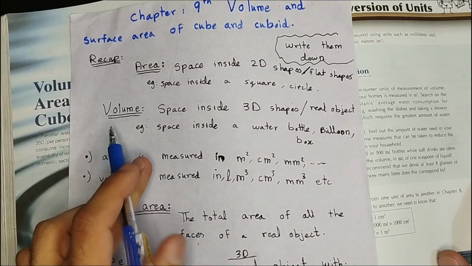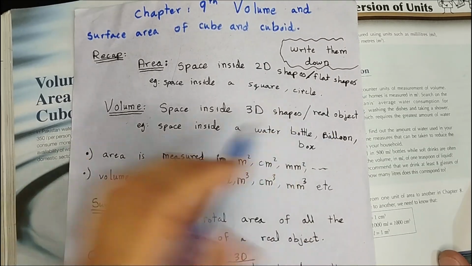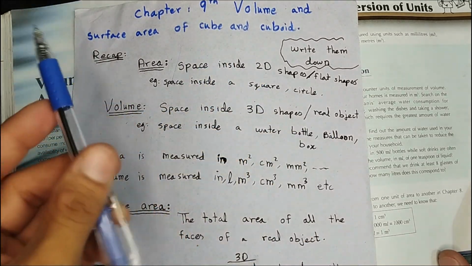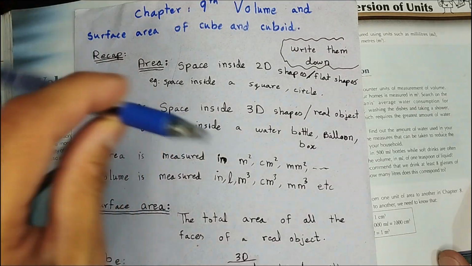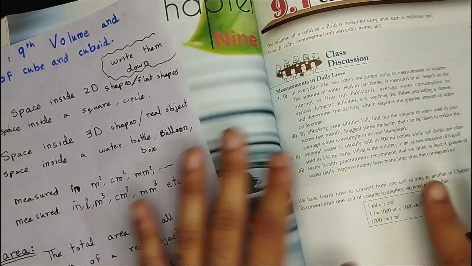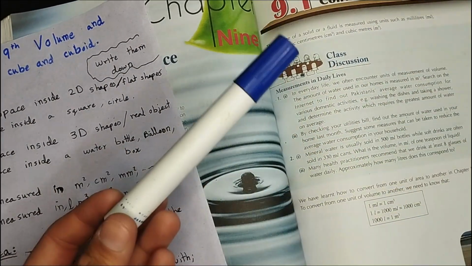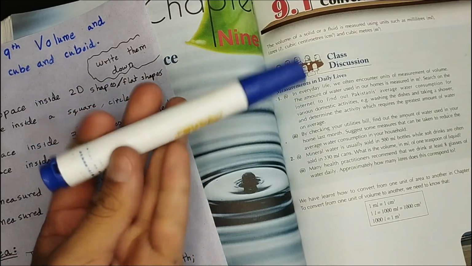What is volume? Volume is the space inside 3D shapes. What are 3D shapes? Any real object. This pen, it's a real object, so it will have volume inside it. The space inside this pen will be its volume. For example, this book, it's a real object, so the space inside this book will be volume. I have this marker, the space inside this marker will be what?